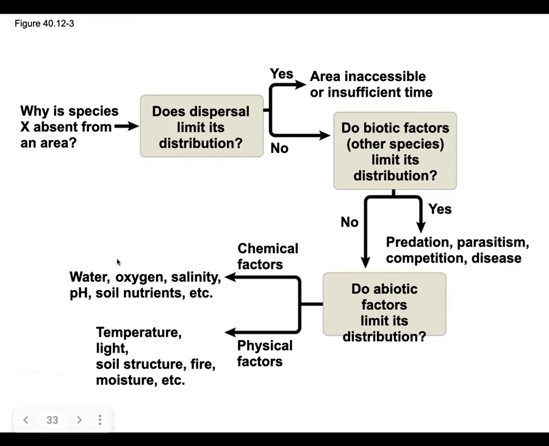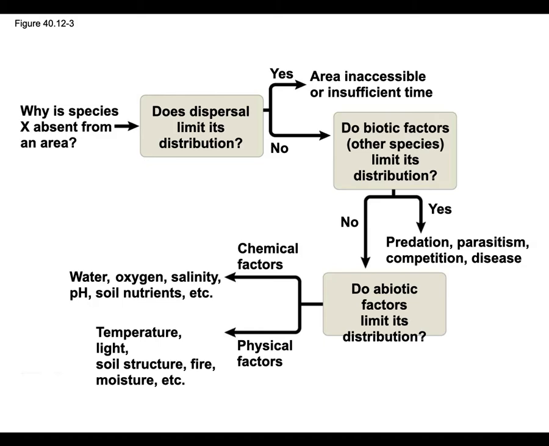So chemical factors can be things like water temperature, oxygen amount, especially in water ecosystems, salinity, pH, even soil nutrients can limit plant life. And there's other physical factors such as temperature, light, the soil structure, the prevalence of fire, how moist the air or the soil is. And these can be really important for structuring an ecosystem and thinking about how they change over time.